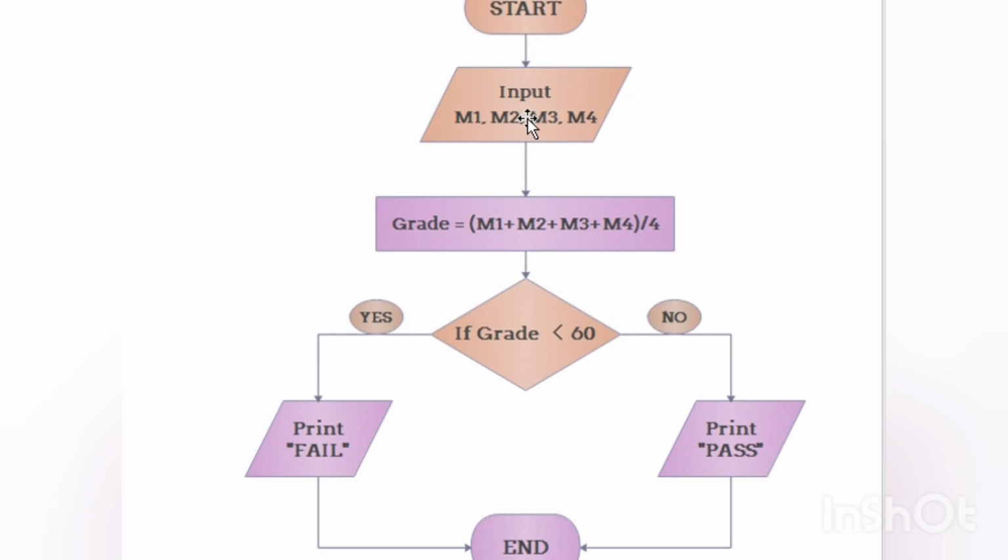Start, then input, then grade, then decision box. If grade is less than 60, then yes, print fail. If no, then print pass. And it ends the process.